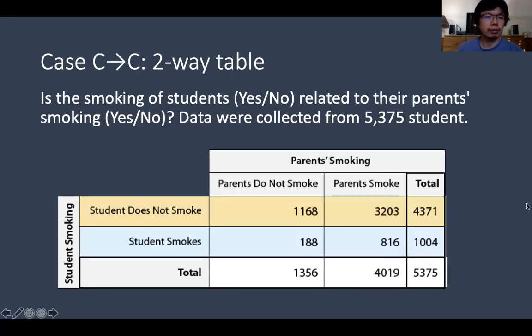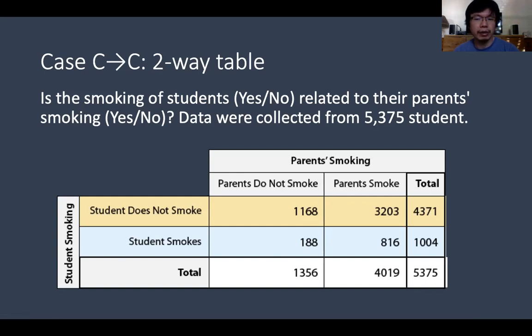So for CC, right, we use a two-way table to start. A two-way table summarizes the frequencies of data occurring in each of the cells. So for example, in this data, we have 5,375 students answering questions about whether they smoke or whether their parents smoke. That can be summarized with this two-way table, and it shows the frequency of each cell.